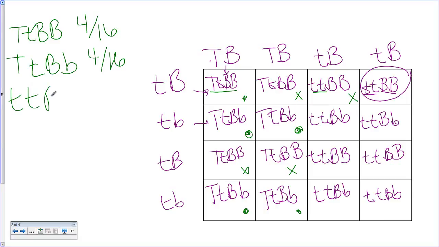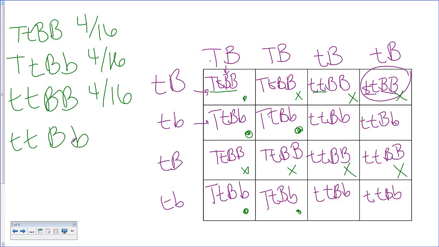We had 1, 2, 3, 4. And our last combination, little t, big B, little b. 1, 2, 3, 4. 4 out of 16. Those are our genotypes.